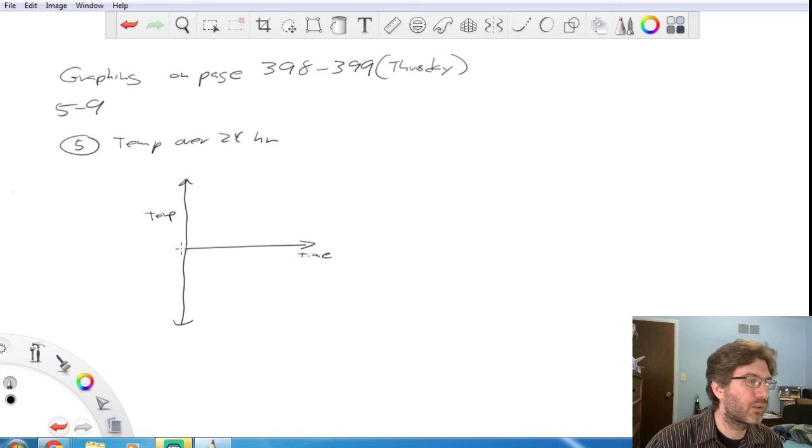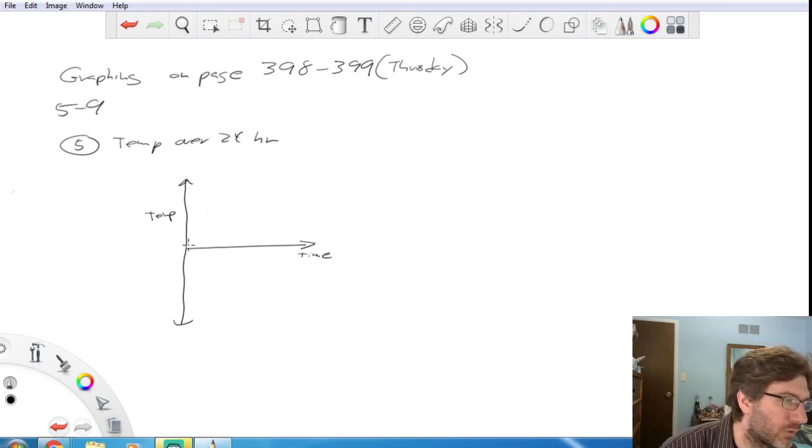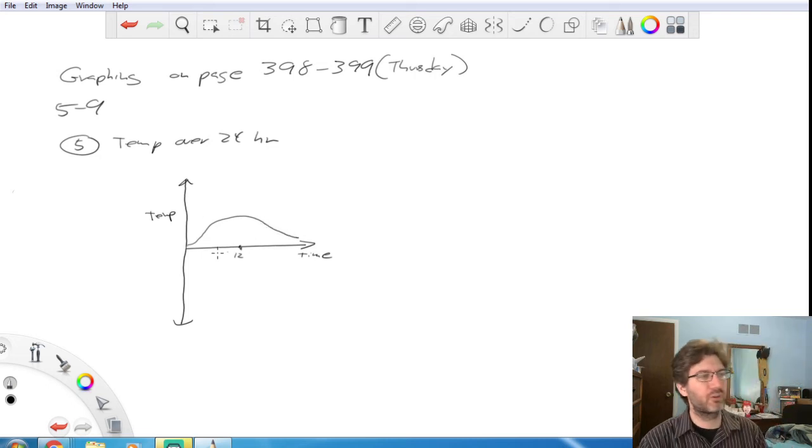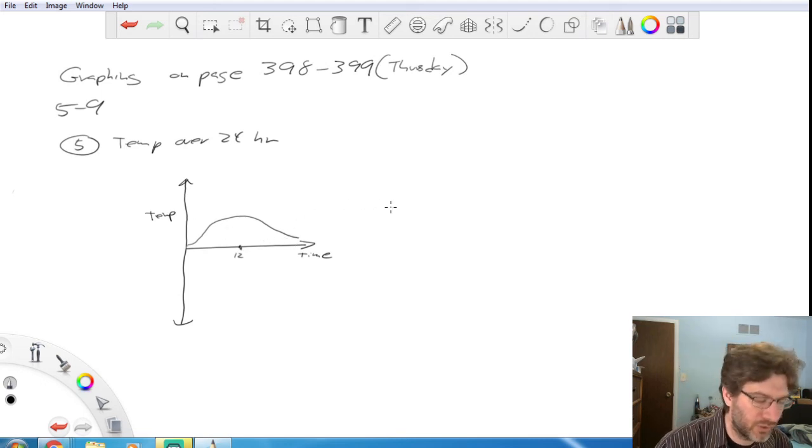And in the morning, that would be at 0. You should probably have a colder temperature. So if I were to put like 12 noon there or something like that, right? You should have a rising temperature peak around 12, and then it should come down. So your graph should look something along those lines. Again, there's some variation in them.